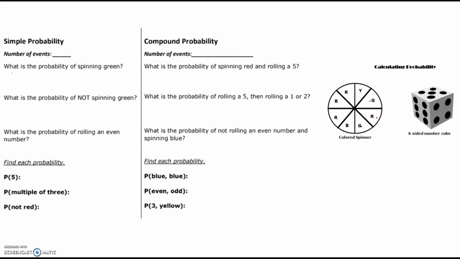Alright, in this part of the video, we're going to go over simple probability and compound probability. Now, I do apologize, but I am going to have to talk kind of fast to get through all of this on this video. And also, bear with me because over to the right, the compound does get a little bit complex as well. So let's talk about simple first.